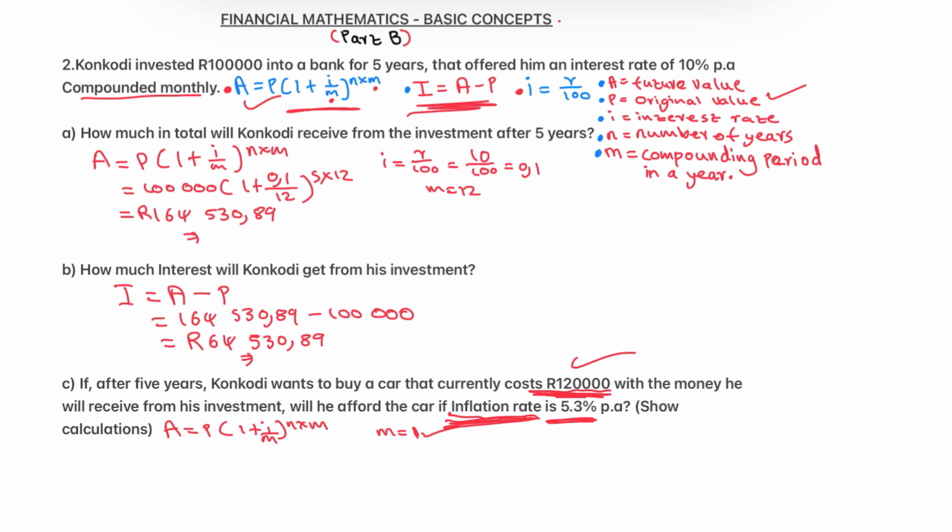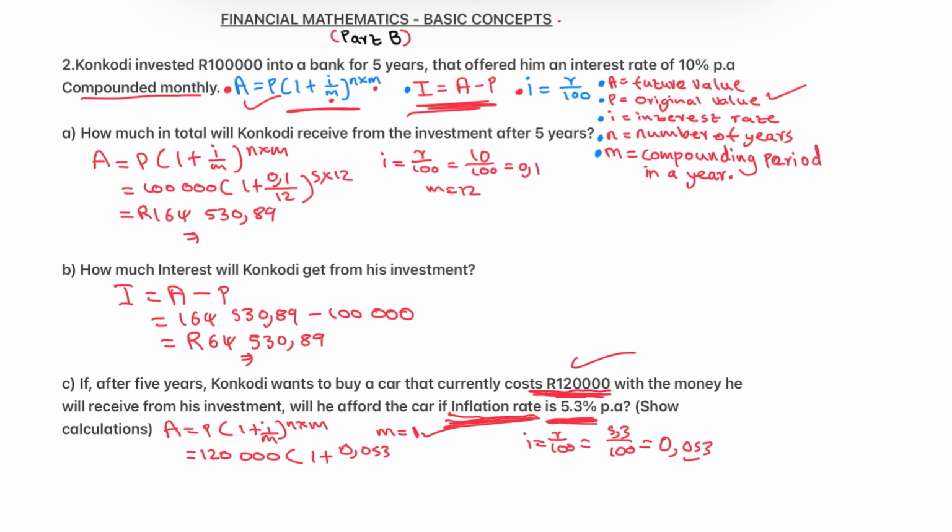So what I need now, I need my P and my I. My P is the current cost, and then my I will be the inflation rate. Clear. So I'll just say P is 120,000 rand into 1 plus 0,053. How did I get that? I said I is equal to R over 100. Remember? And then what's our R? 5,3 over 100. You punch it on your calculator, you're going to get what? 0,053.